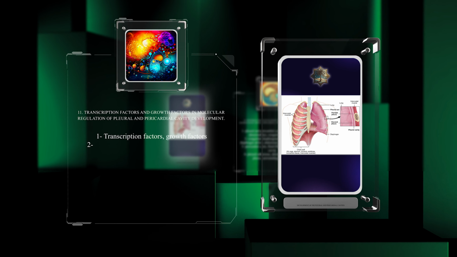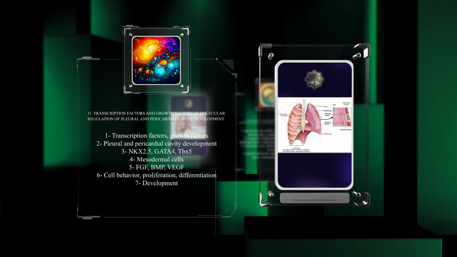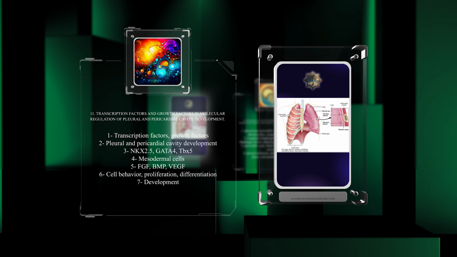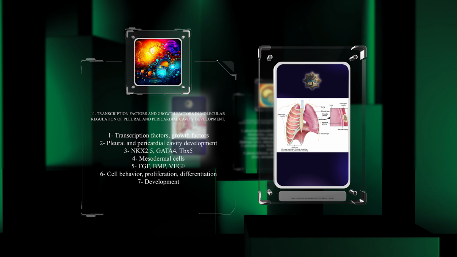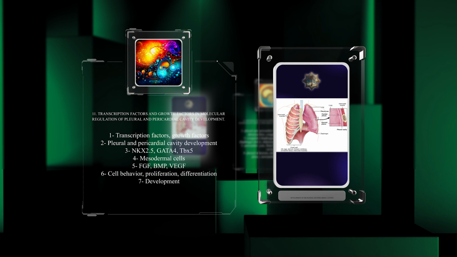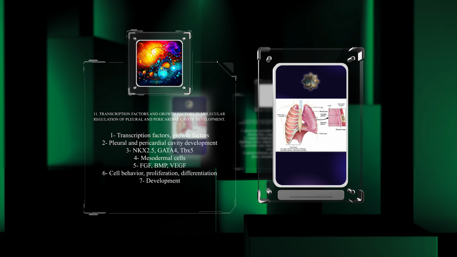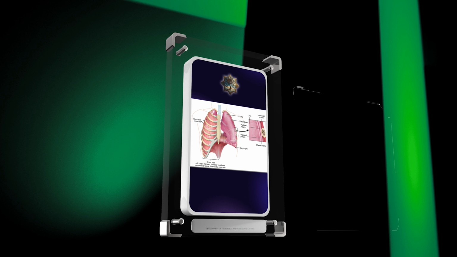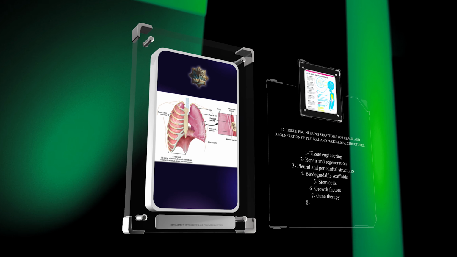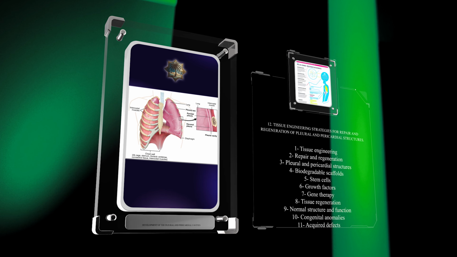Transcription factors and growth factors play pivotal roles in the molecular regulation of pleural and pericardial cavity development. Transcription factors such as NKX2.5, GATA4, and TBX5 are critical for the proper differentiation and specification of mesodermal cells involved in these structures. Growth factors, including FGF, BMP, and VEGF, provide essential signaling cues that regulate cell behavior, proliferation, and differentiation during development.